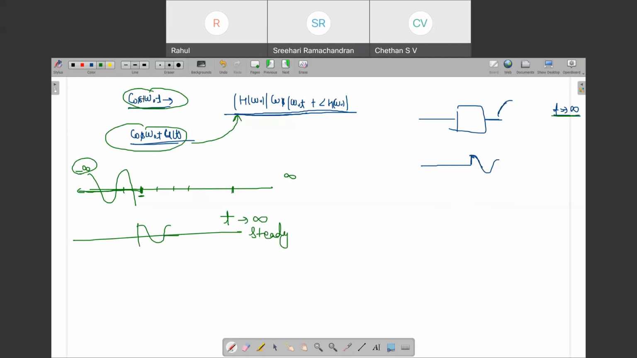So for this kind of signal, the steady state holds for every time you can plot on this axis. But for this kind of signal, the steady state occurs only as t tends to infinity. Is it clear? Okay.